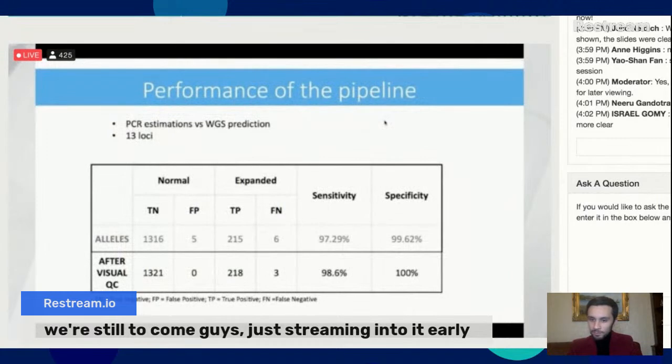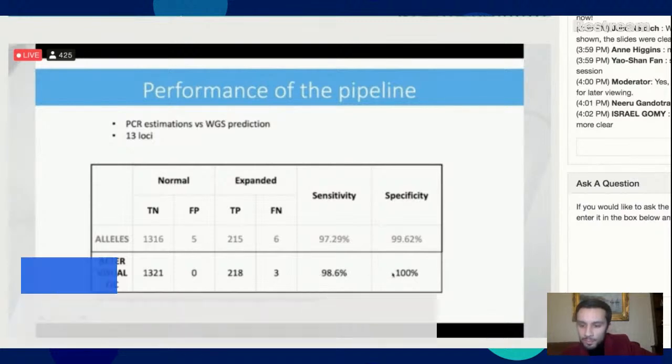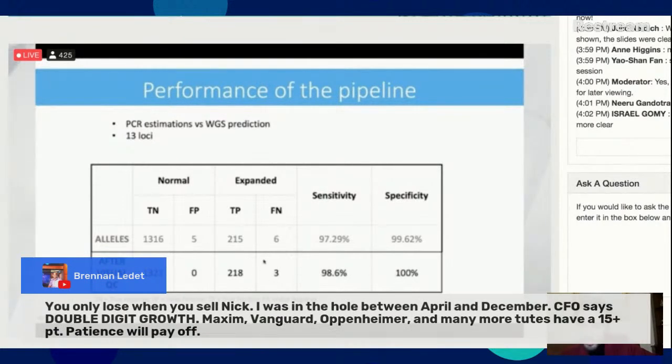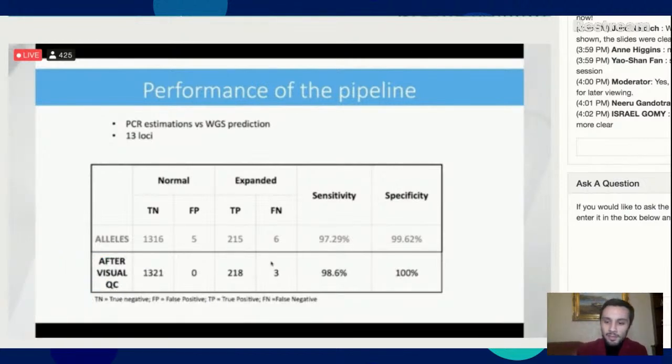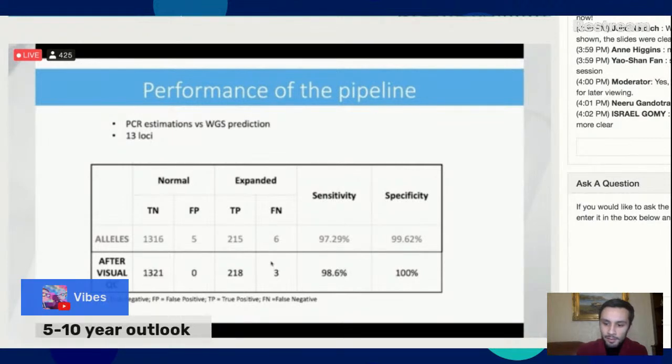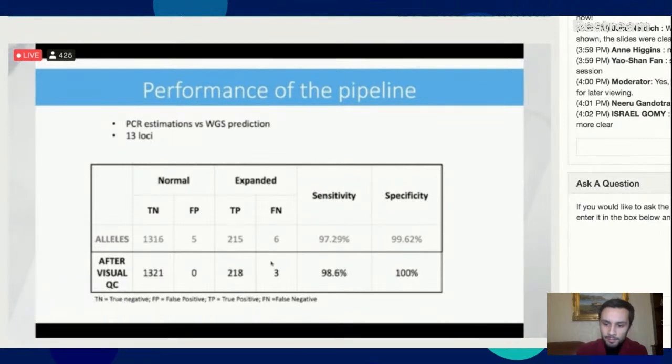We performed a blinded visual inspection of all calls included in our performance dataset and showed that after visual QC, we were able to correct all of the false positives and the majority of the false negatives, further improving the sensitivity and the specificity of the pipeline. Here, I would like to say that 2 out of 3 of our false negatives are from genomes that were sequenced at 125 base pair read length, as opposed to all the others that were sequenced at 150. So that may be having an effect there.